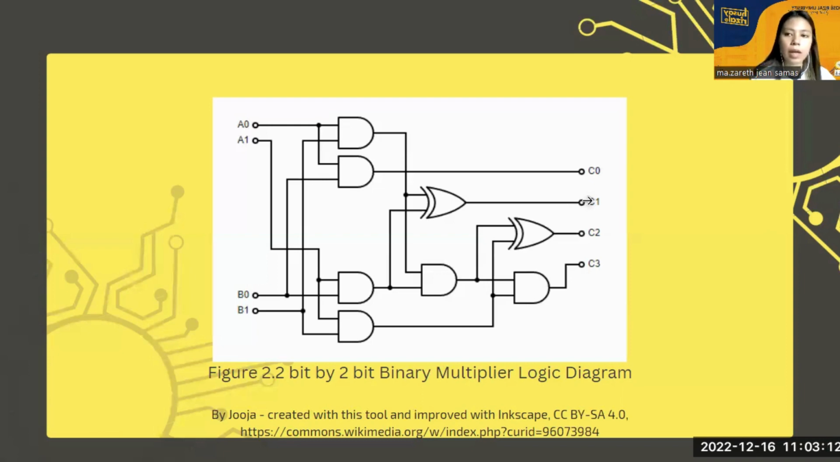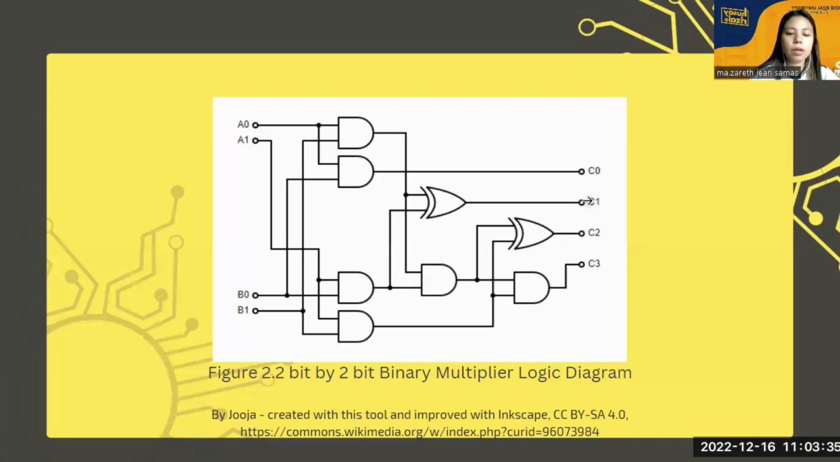and B. Then for the AND gates, another important component in our logic diagram will be AND gates, and an AND gate takes in two or more inputs and produces an output of 1 only if all of its inputs are 1. If any of its inputs are 0, the output will be 0.